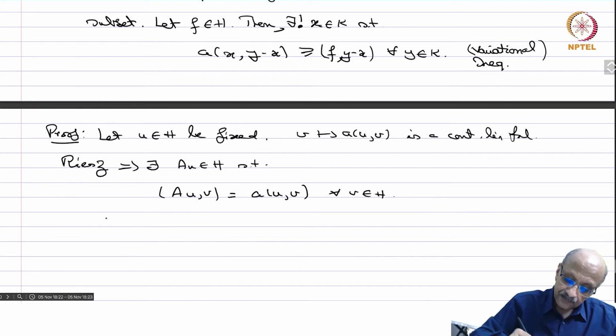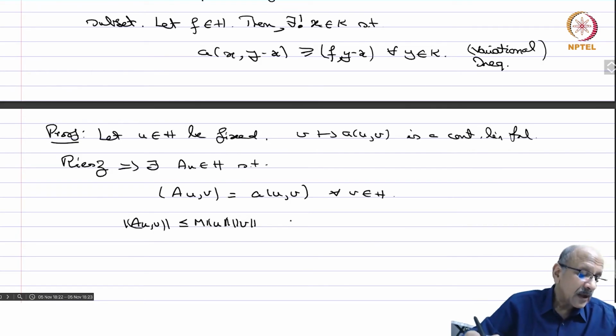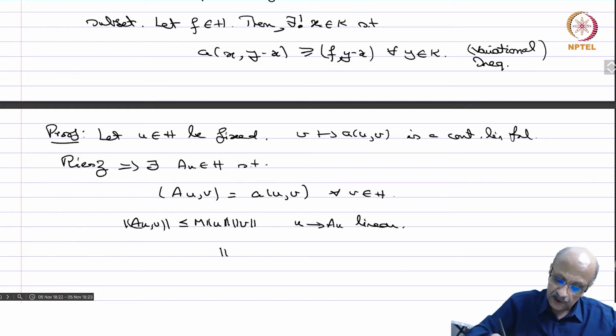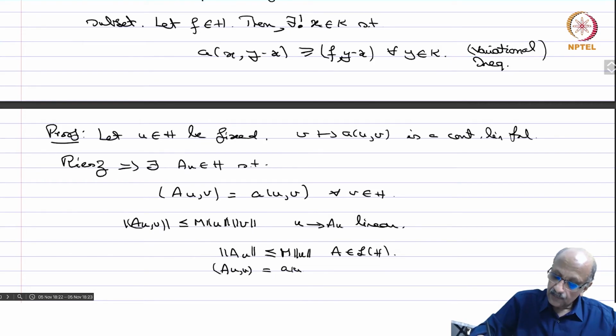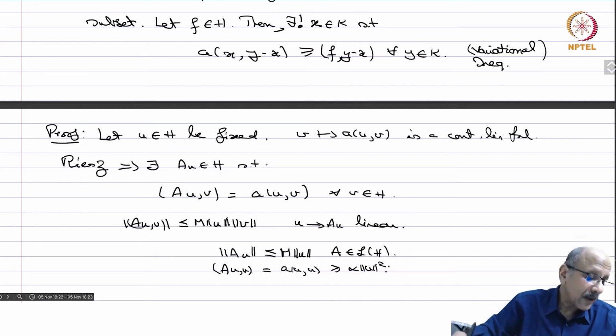So clearly, mod (Au, v) is less than or equal to M times norm u norm v, and therefore you have that u going to Au is linear, and norm of Au is therefore less than or equal to M times norm u. So A belongs to L(H), okay, and you have (Au, u) equal to a(u, u) greater or equal to alpha times norm u squared.